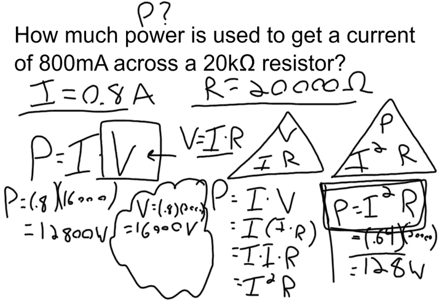Okay? Which means I did this wrong earlier. Because 0.8 times 0.8 is 0.64 times 20,000 gives 12,800. I just missed out a couple zeros.